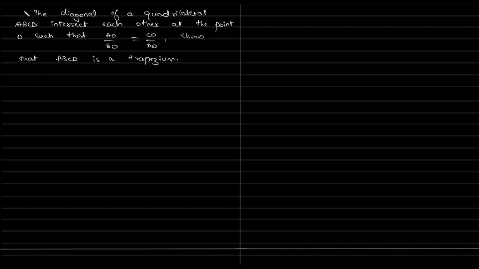The diagonals of a quadrilateral ABCD intersect each other at a point O, such that AO by BO is equal to CO by OD. Show that ABCD is a trapezium.